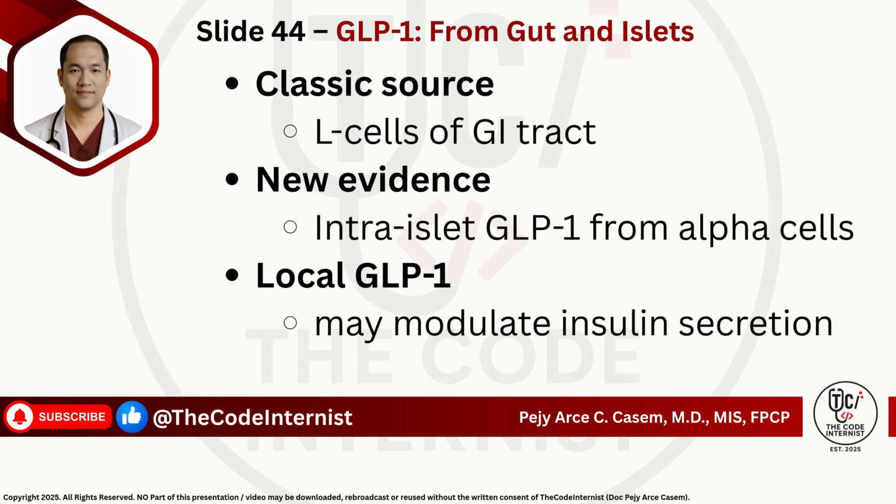We used to think GLP-1 only came from the gut, specifically the L cells after eating. But new studies show it can also be made right in the pancreatic islets, especially by alpha cells. This local production may help fine-tune how insulin is secreted, offering an exciting look at how the pancreas may regulate itself.